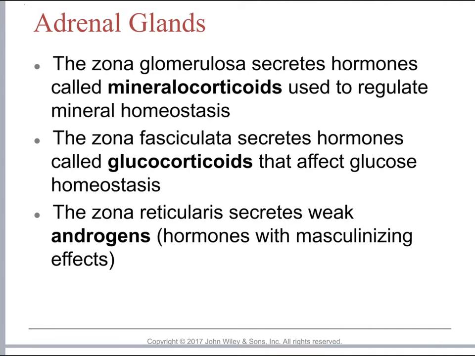Now, the third region we're going to look at is the zona reticularis. Again, we're secreting a class of hormones called androgens. It's weak, so the hormone is dehydroepiandrosterone, and again, the action is relatively insignificant. Overall, hormones secreted here give us a masculinizing effect.